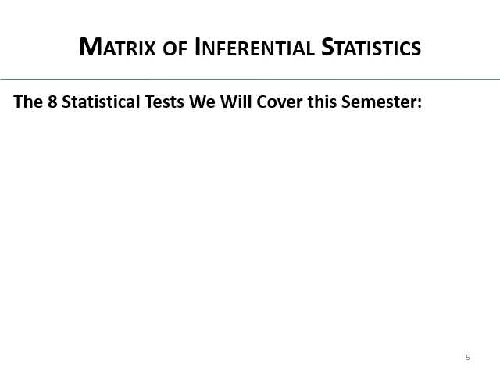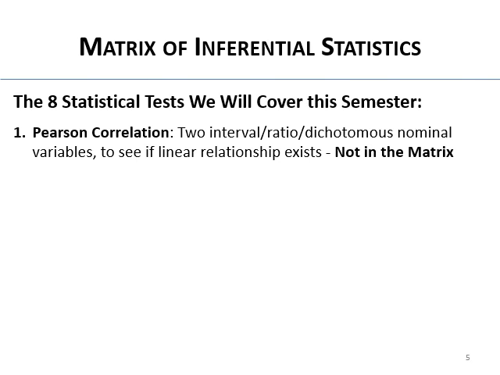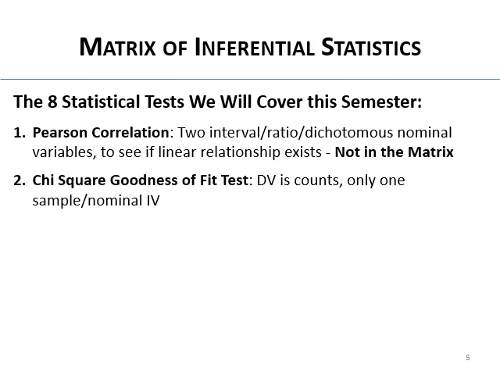So what are the 8 tests we will cover this semester? Number 1 is Pearson correlation. That's when you've got 2 interval, ratio, or dichotomous nominal variables, and you just want to see if a linear relationship exists between them. Note that Pearson correlation is not in the matrix. It doesn't quite fit with the other ones, so it's just not in there, but it is one you learn, so it's one of the tests.